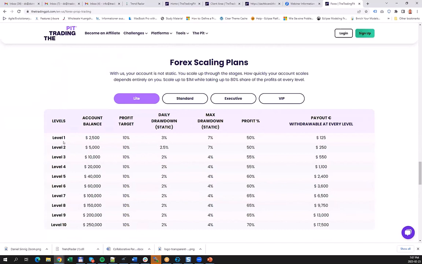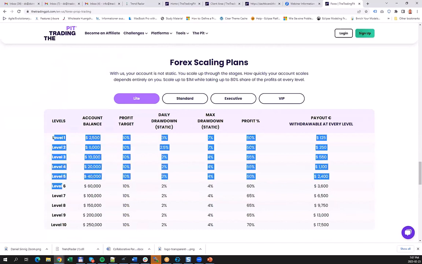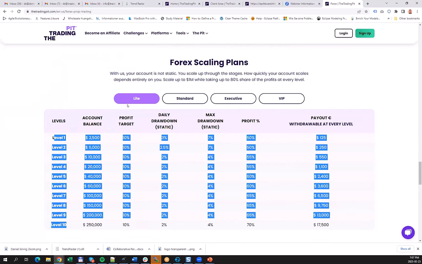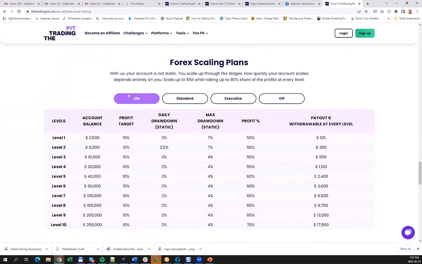And I think this is a very unique feature. It's scaling. You can scale up your live account to different levels. What you can see here are 10 different levels. And again, I'm going to start with the light account. So if you make it through the challenge, you will be given a live trading account with $2,500.